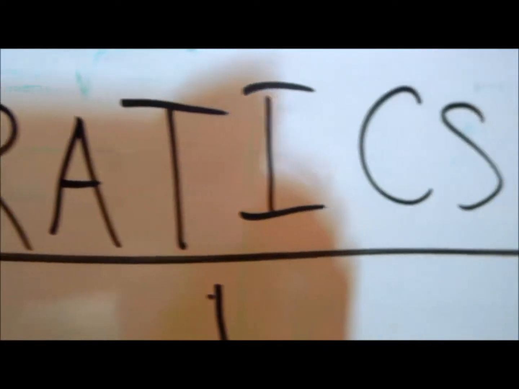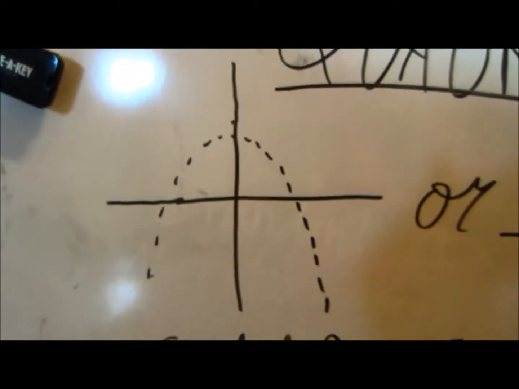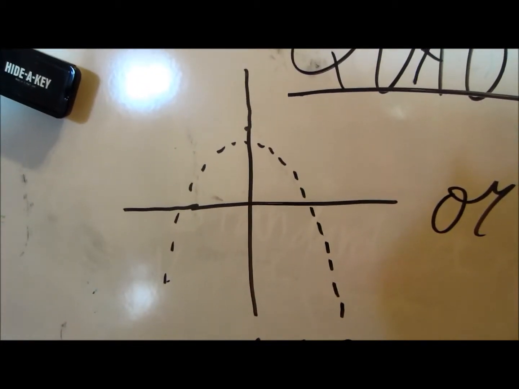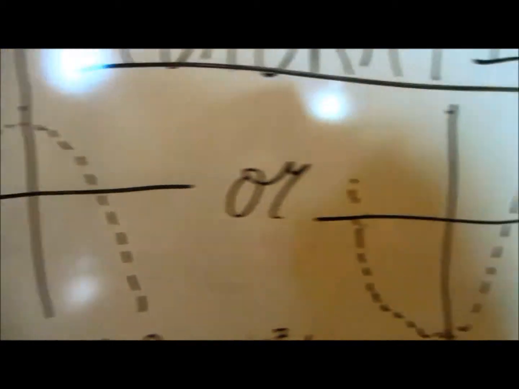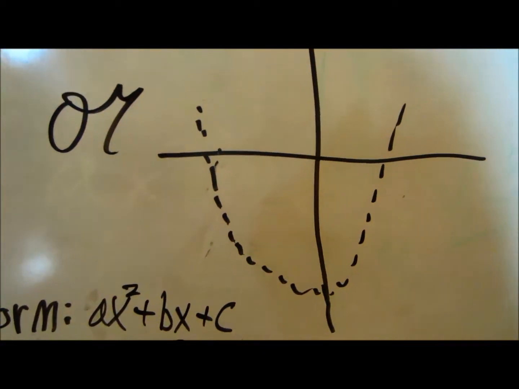Today we will be learning about quadratics. This is what a quadratic equation graphed would look like. Or it would look something like this. There are three equations a quadratic can come in.